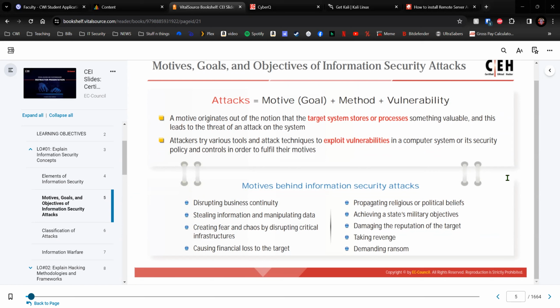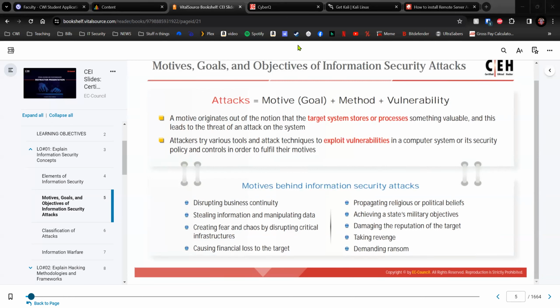And here's a list of motives behind information security attacks: disrupting business continuity, stealing information and manipulating data, creating fear and chaos by disrupting critical infrastructure, causing financial loss to the target, propagating religious or political beliefs, achieving a state's military objectives, damaging the reputation of the target, taking revenge, or demanding ransom. They're also just motivated because some people want to see if they can.